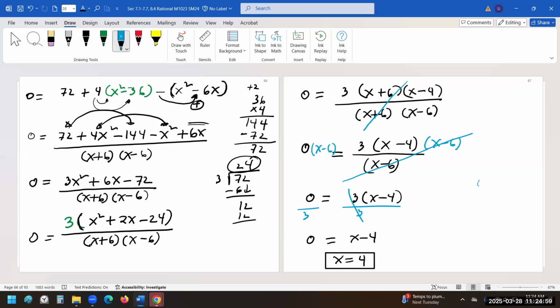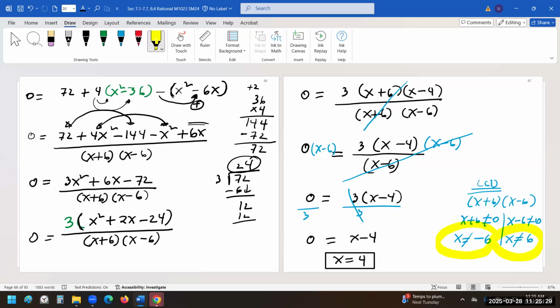So LCD, since our LCD was x plus 6 times x minus 6, we don't want any of the LCD to be 0. So x plus 6, we don't want it to be 0. X minus 6, we don't want it to be 0. So if we have x equals negative 6 as a solution, it cannot be accepted. Or if you have x equals positive 6 in the solution, you cannot have them. So these are the two things you don't want as your solution, and this is the thing you got as your solution.